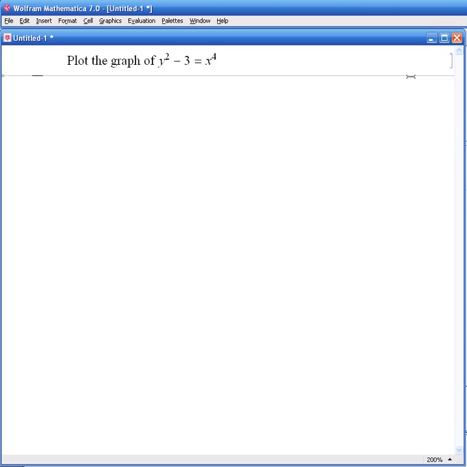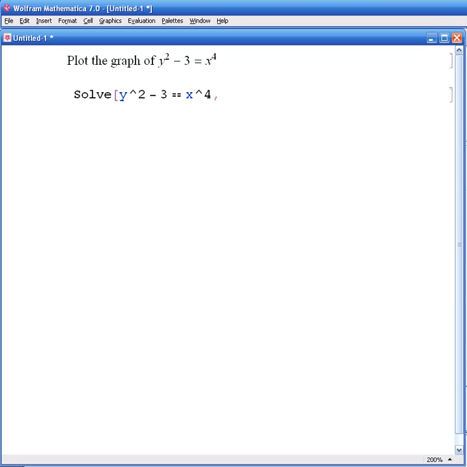So to help us with that we're going to use another Mathematica command called Solve. We want to solve this equation for y because we want y equals. So I issue the command Solve, then I write in the equation y to the power 2 minus 3 equals x to the power 4. Now notice I've done two equal signs there. That's because when you're writing an equation in Mathematica you must write two equals, not a single equals. You only use single equals for defining things. So the equation is y squared minus 3, double equals x to the power 4.